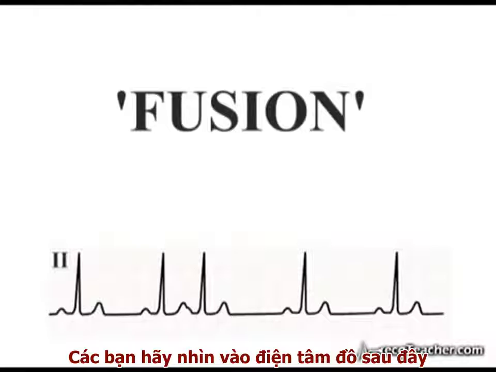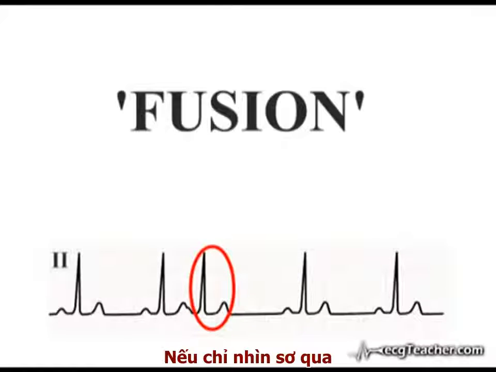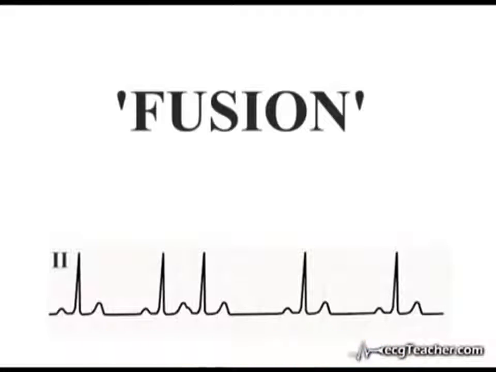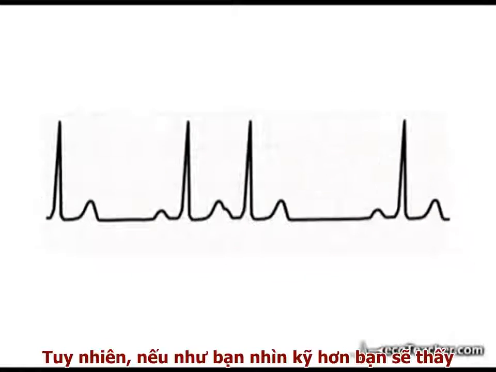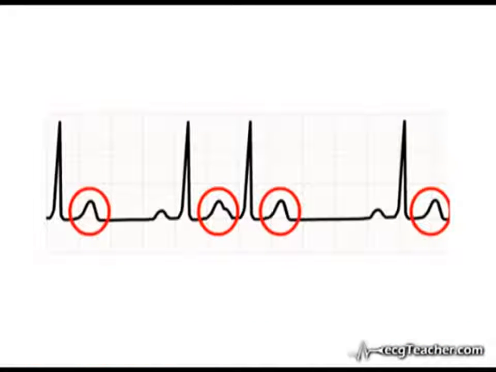Looking at this rhythm strip, we note the presence of a premature atrial contraction, and at first glance there does not appear to be any P-wave deflection associated with the ectopic event. However, if you look closely, you will see that the morphology of the T-wave associated with the preceding sinus beat is altered compared to those around it.